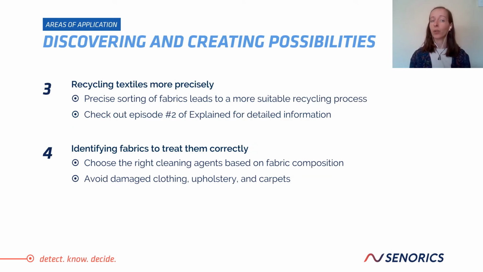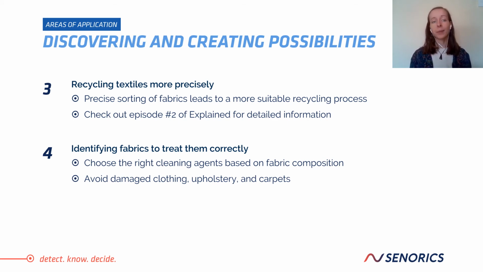Another example is the recycling of textiles. Globally, an estimated 92 million tons of textile waste is created yearly, as textiles are rather difficult to recycle. The use of mobile textile analysis allows for more precise sorting of fabrics, even on a small scale, and consequently leads to a more suitable recycling process. Check out episode 2 of Explained for detailed information.